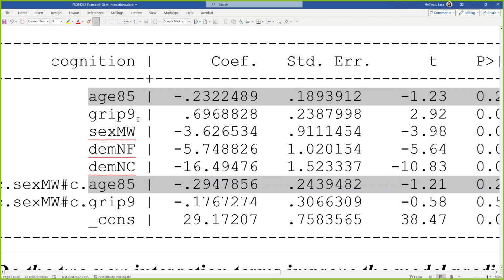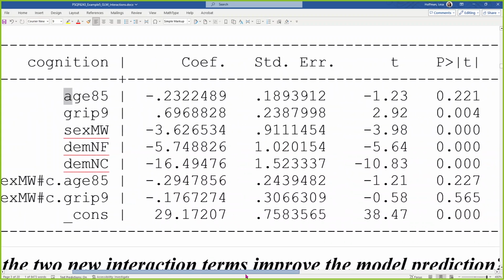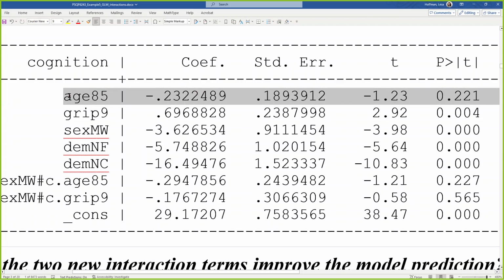Okay, here's what I know. Let me back out a little bit so you can see the p-value column. We said this is specific to men, right? So I know that the effect of age is non-significantly negative in men because my p-value is 0.221. The interaction term tells me the difference in the age slope between genders. More specifically, it tells me how the age slope differs in women. But I don't know what the age slope is in women yet.